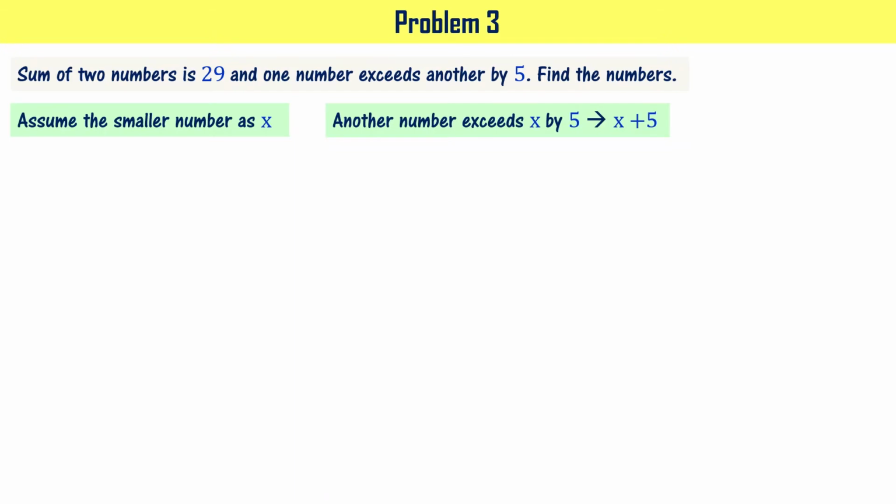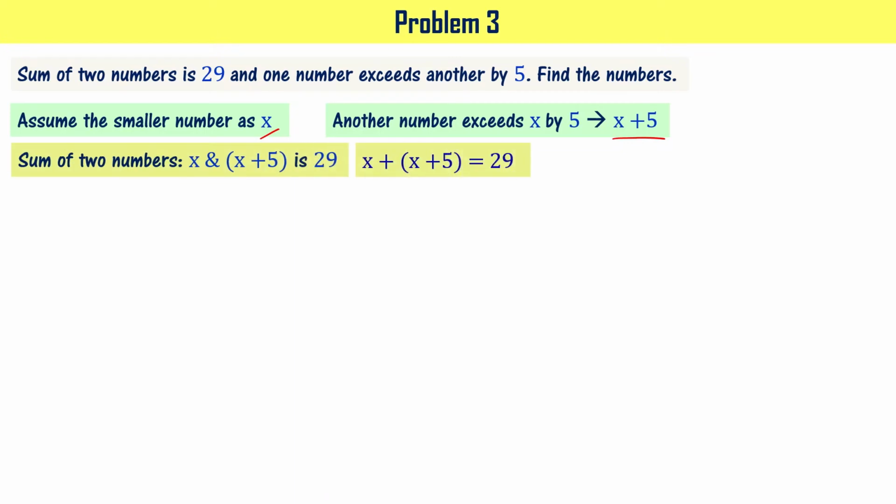In the problem statement, it is said that the sum of two numbers is 29, right? Now we have two numbers as x and x plus 5. So the sum of the two numbers is 29. It means x plus (x plus 5) equal to 29. I can now remove these parentheses, or the brackets, and sum it so that I can write it as 2x plus 5 equal to 29.